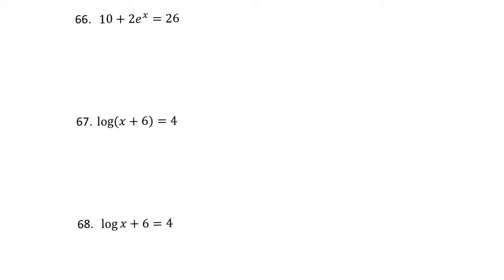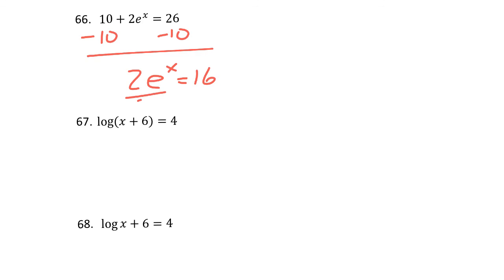66. Let's get the exponential alone, and then we'll figure out what to do from there. So minus 10. 2e to the x equals 16. I still don't have the exponential alone. I got to get the 2 out of there. e to the x equals 8. And now what solves an exponential is a logarithm. And since the base is e, I'm going to think of it as the natural log of 8 that equals x. And the natural log of 8 is 2.08.